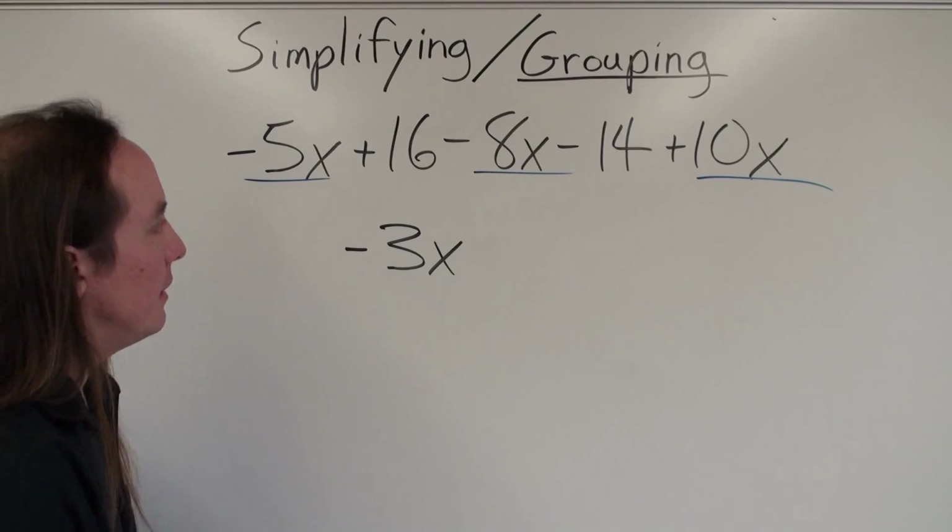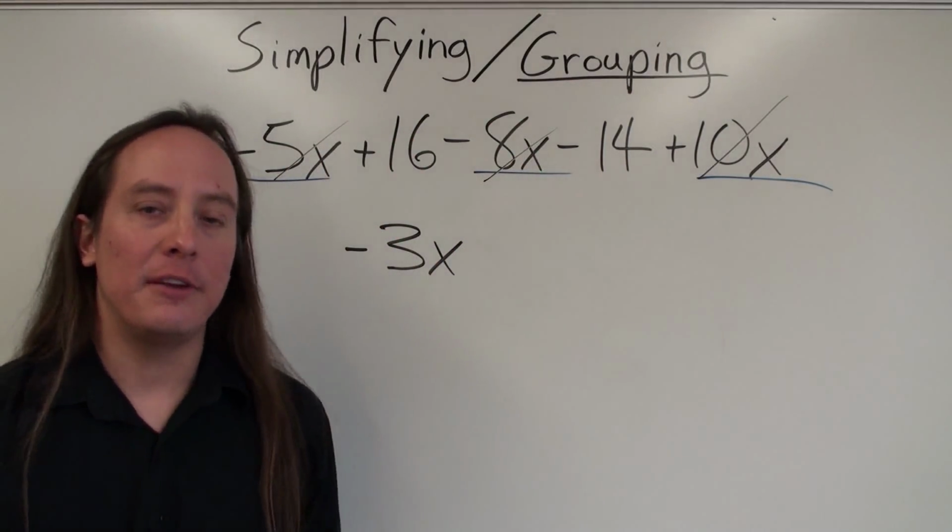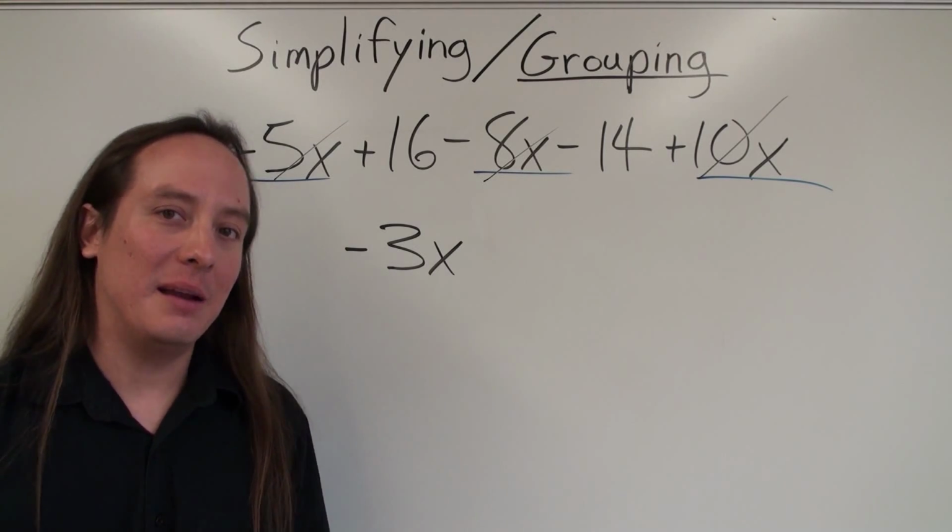Okay? Now, I grouped together these 3 terms. So now I have 2 terms that don't have variables. They're just numbers, right? Numbers and their signs.